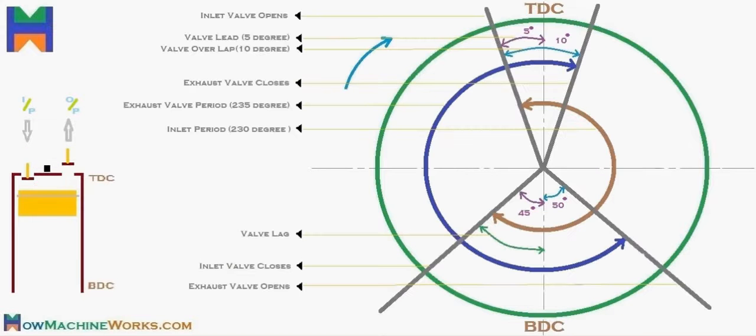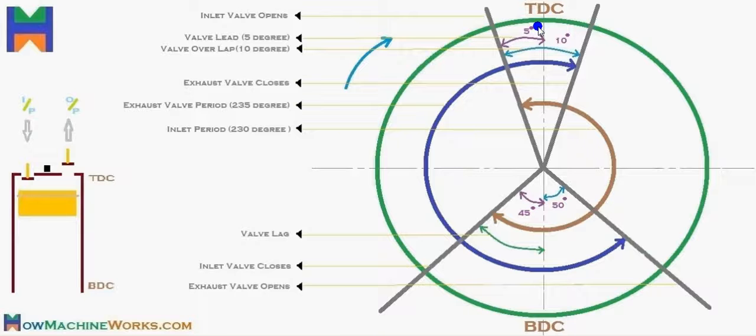So in the practical concept, we believe that the inlet valve should open at TDC, that is, top dead center, when the piston is at top dead center, and it should close when the piston reaches bottom dead center. That is almost 180 degrees of crankshaft rotation from top dead center to bottom dead center. And the exhaust valve should open at bottom dead center and remain open till it reaches top dead center, and it closes over there. So that is from bottom dead center to top dead center, another 180 degrees of crankshaft rotation.